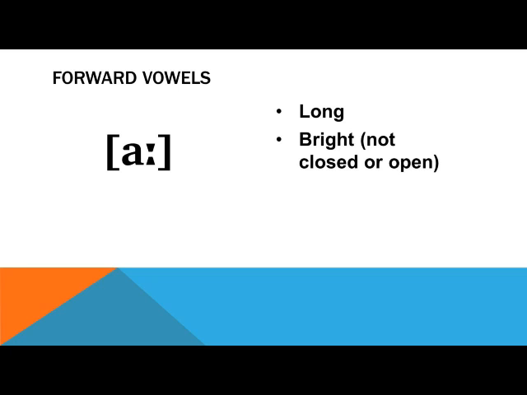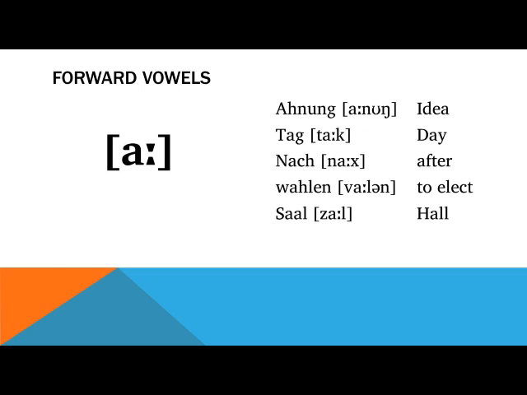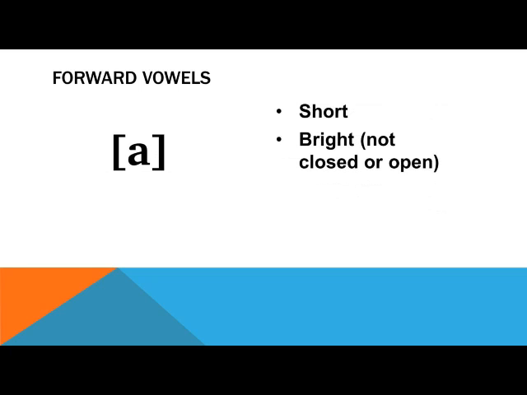Just so we know, when we're talking about vowels, a lot of times we talk about long and short and then open and closed. And ah can be long, but it's neither closed nor open. It's kind of like when we're talking about intervals, there's a major, minor third, but there are no major, minor fourths and fifths. So the ah is kind of like that. And here are some examples of ah: Ahnung, Tag, nach, Wahlen, Saal.